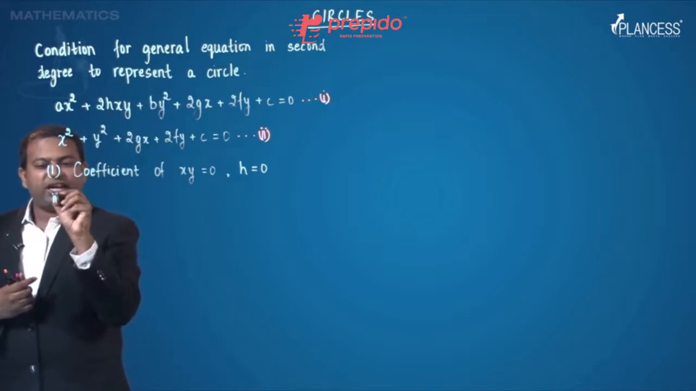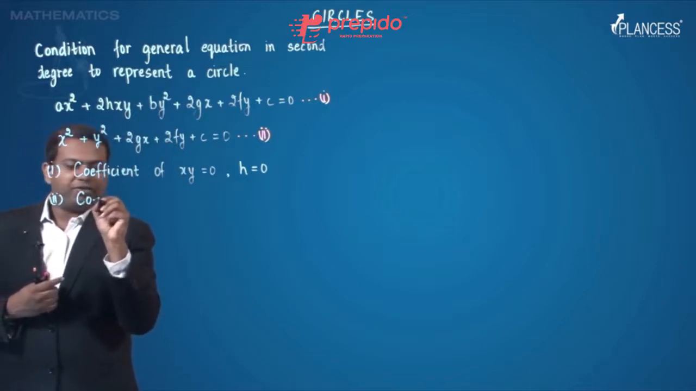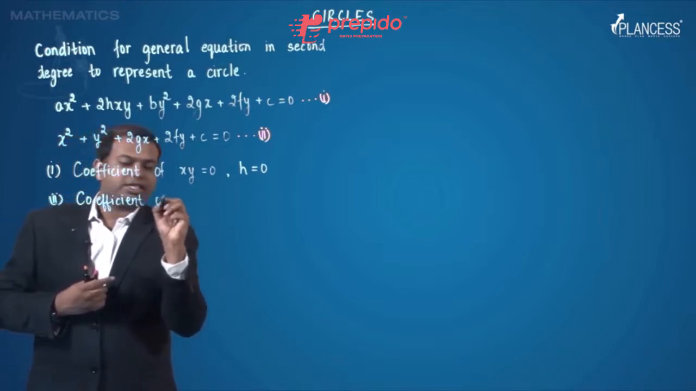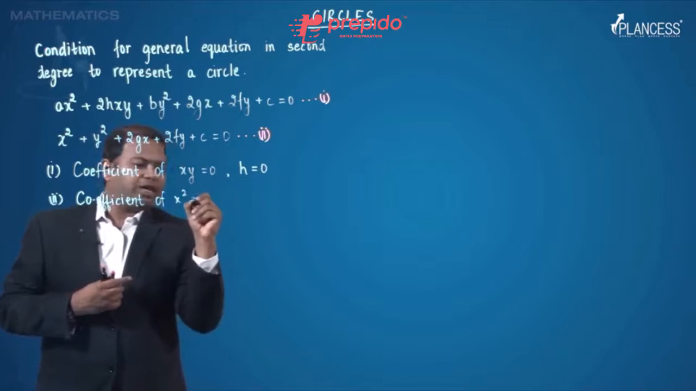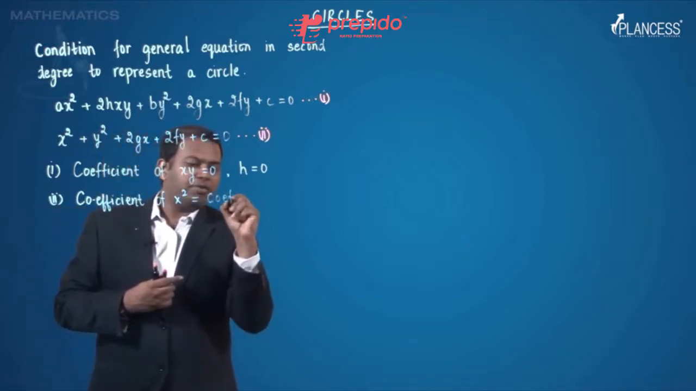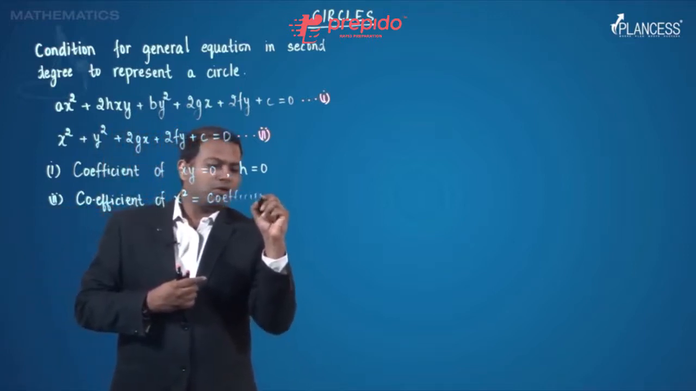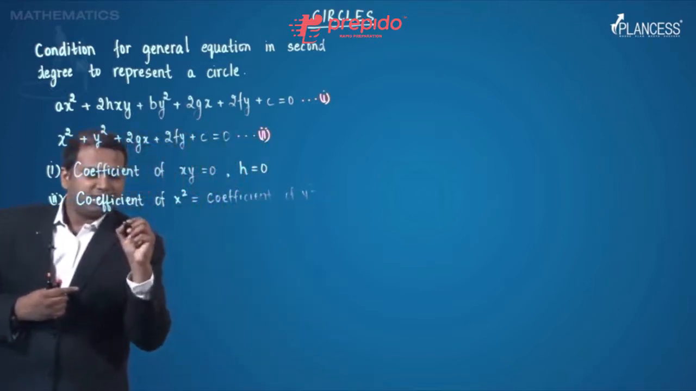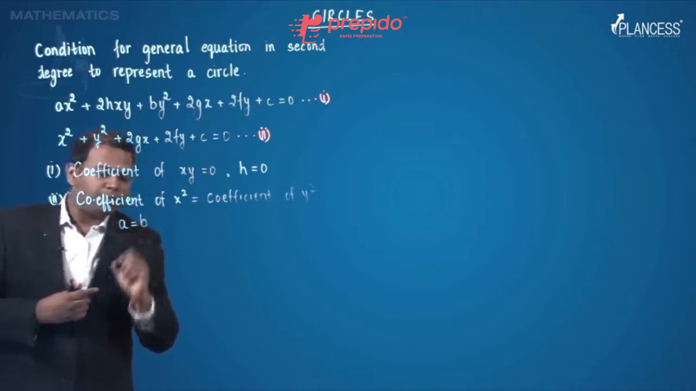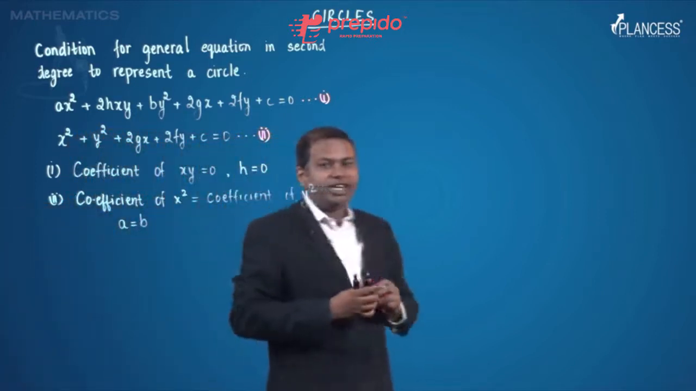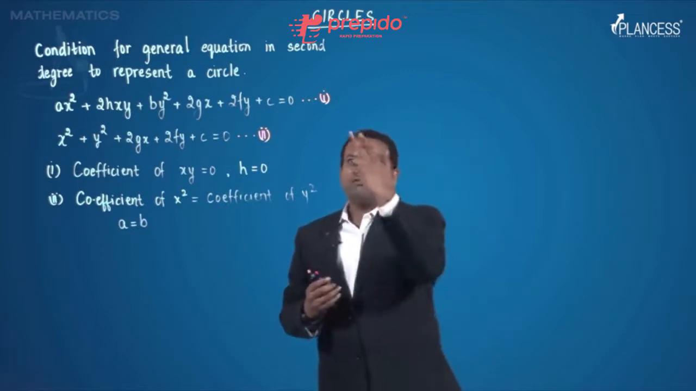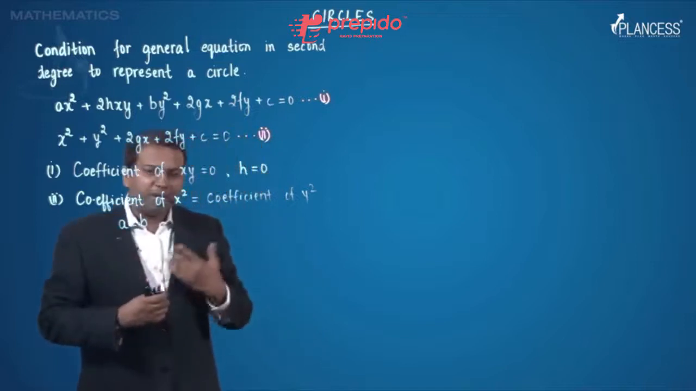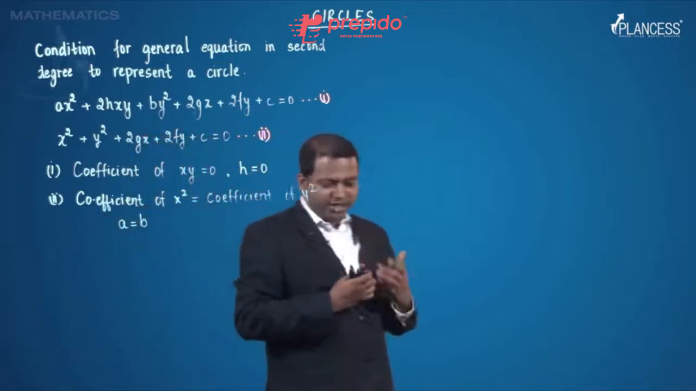So, the second condition is: the coefficient of x square should be equal to the coefficient of y square, which gives us a should be equal to b. So, these are the two necessary and sufficient conditions for a general equation in second degree to represent a circle. Now, in order to have a better understanding, let us try a few questions.